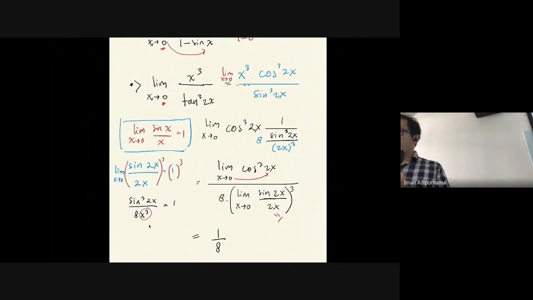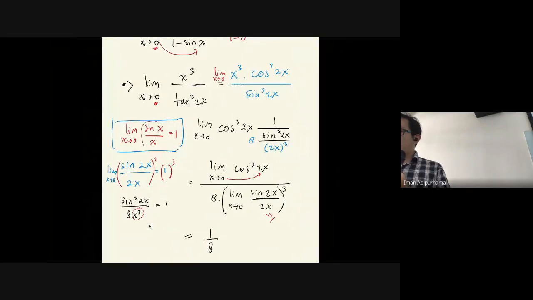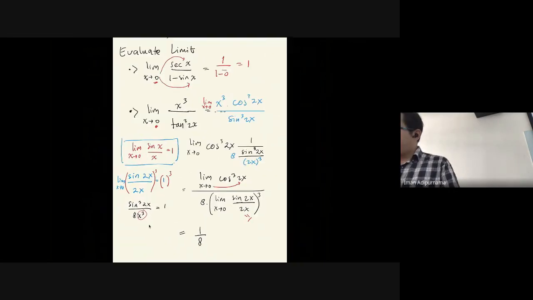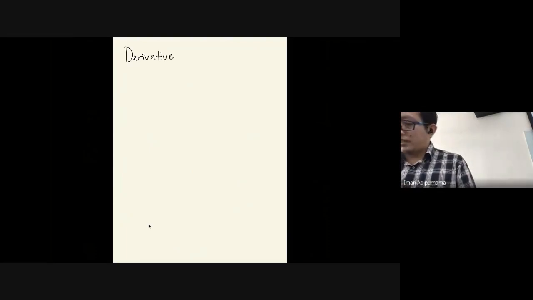I think the key point is to make this form, to make the sine x over x appear in your calculations. Okay, so we will go to the next section, which will be the derivatives.